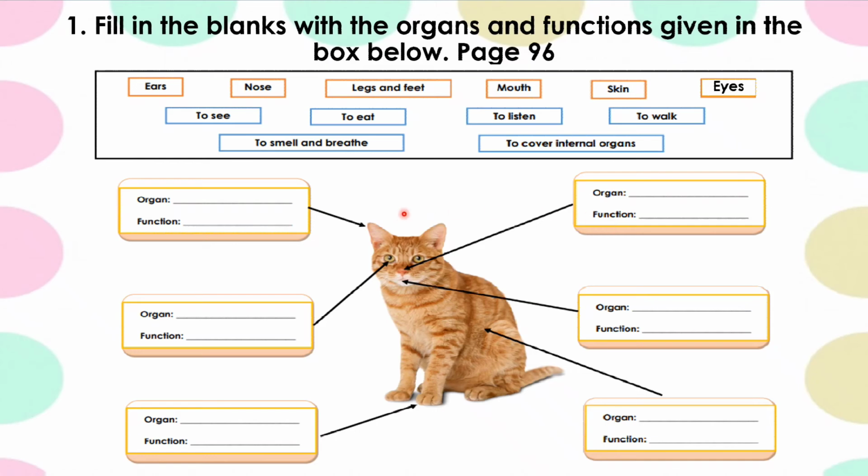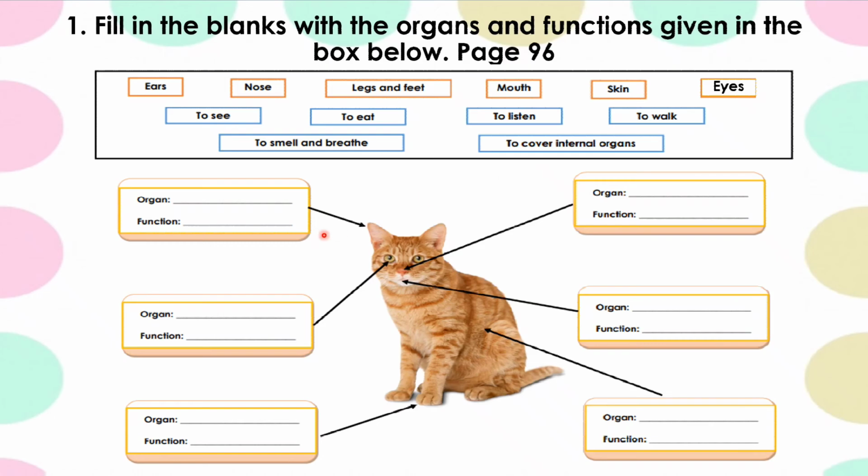For example, we have this one first. What do you call this one? Is it ears, nose, legs and feet, mouth, skin, or eyes? And what is the function of this? Is it to see, to eat, to listen, to walk, to smell and breathe, or to cover internal organs?